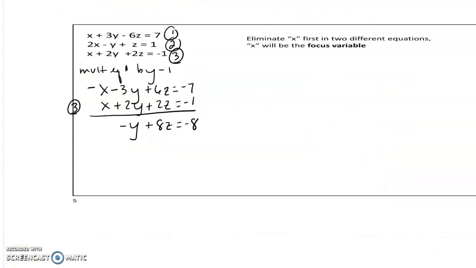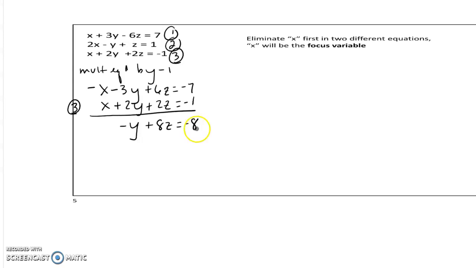Okay, I've started a second problem, and I'm going to eliminate x first. What I did is I chose to multiply equation 1 by negative 1, so that makes it negative x, negative 3y, a positive 6z, and a negative 7. And I'm going to add that to the third equation. So that's x plus 2y plus 2z equals negative 1. I'm going to add these two together, so these should cancel out. I get negative y plus 8z equals negative 8.